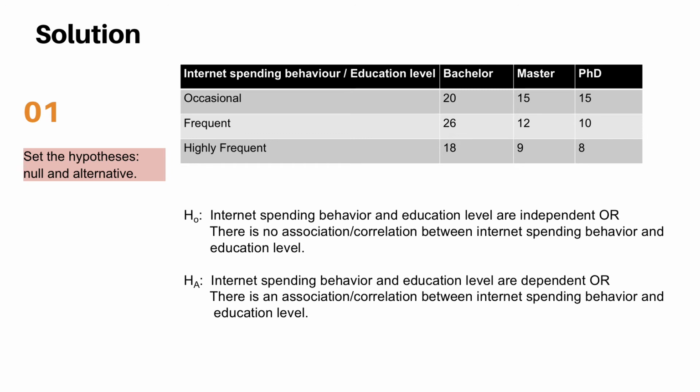The null hypothesis should say internet spending behavior and education level are independent, or you can also say there is no association or correlation or relationship between internet spending behavior and education level. The alternative hypothesis should say internet spending behavior and education level are dependent, or you can also say there is an association or correlation between internet spending behavior and education level.